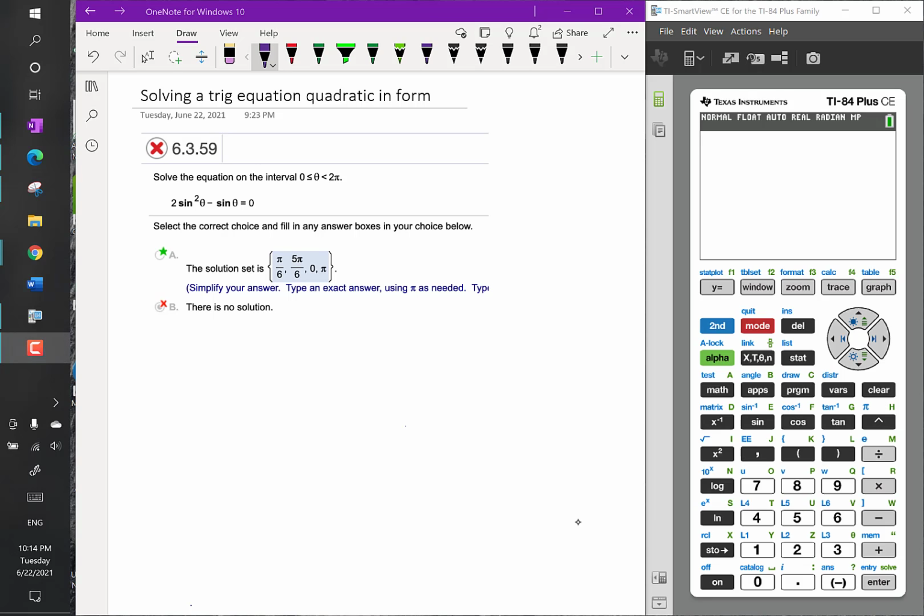All right, so here's an equation involving trig functions that is quadratic in form. I want you to take note here that sine of theta is a number. It's just going to be a number. Once we know what theta is, we take the sine of that theta, and it's just a number. So this is a two-step process.